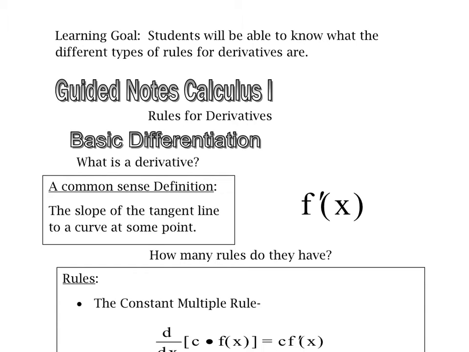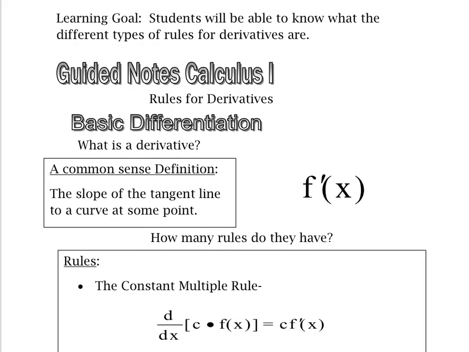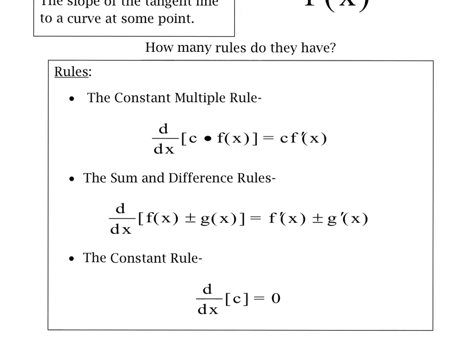All right, 4.2 rules for derivatives. Remember, the derivative is just the slope of a line. That's all it is. And so there are certain things we can do when we're evaluating a derivative that make it actually pretty simple. For one, the constant multiple rule.